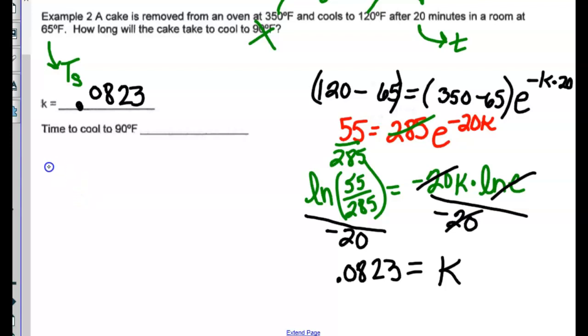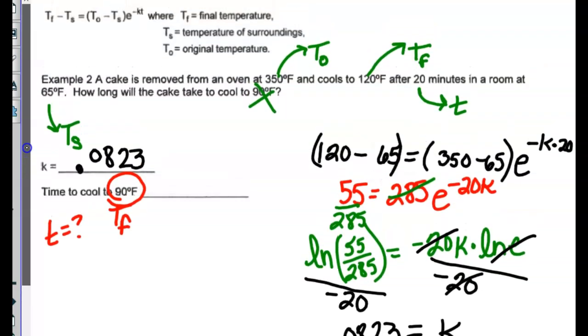All right, so when I go to plug this back in now, I want my final temperature to be 90 degrees. Everything else is the same except for what? What am I looking for this time? The little t, right? For time it takes to get there. So somebody start me out. My formula is way up here. T sub f, which would be what now?